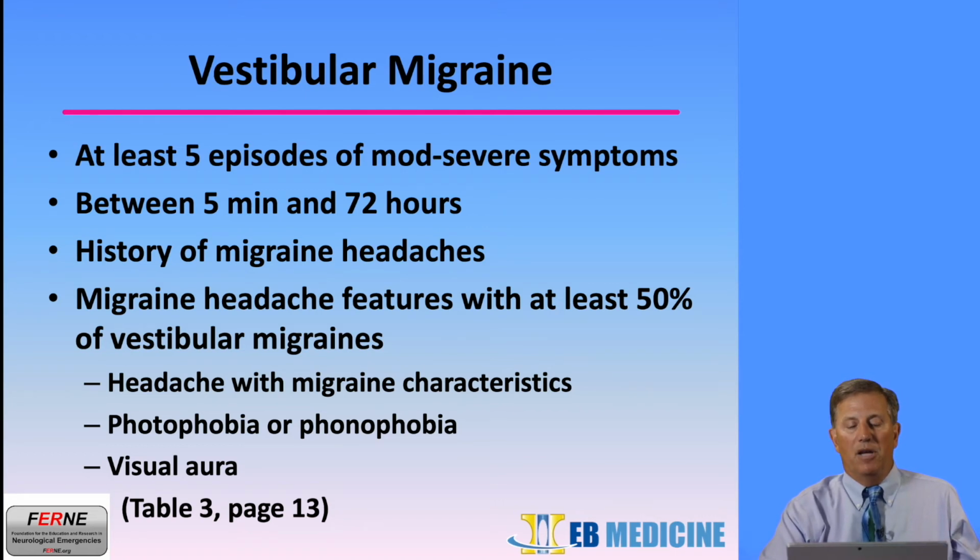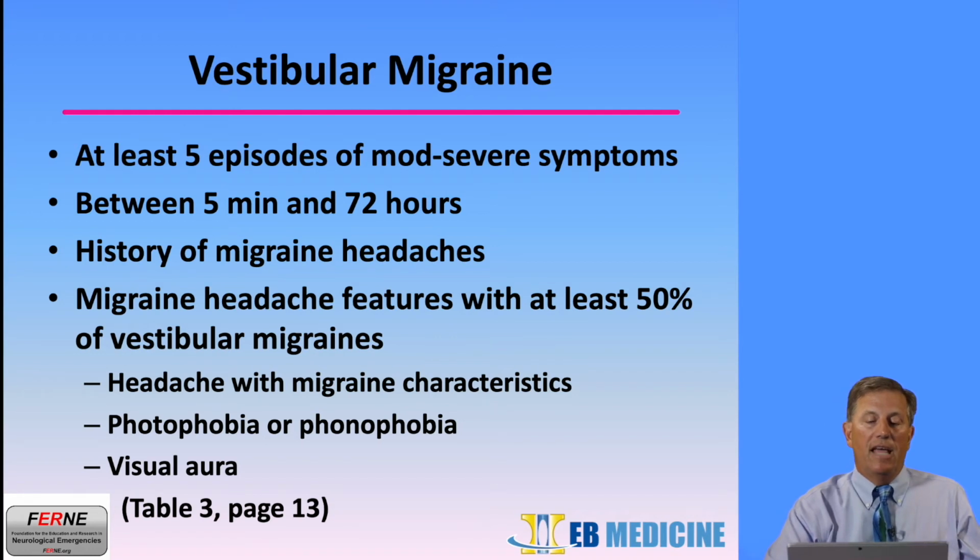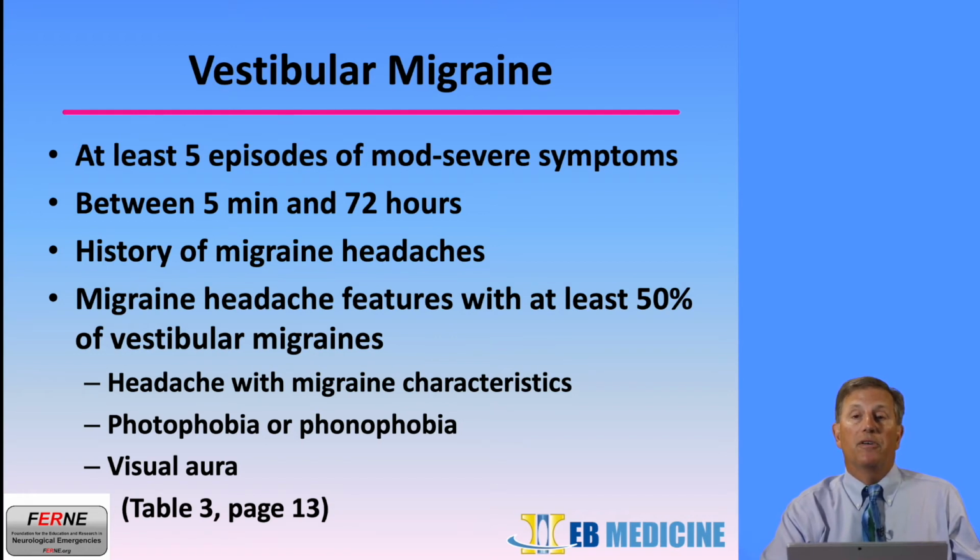From Table 3, page 13, you need to have at least 5 episodes of moderate to severe symptoms. These can last between 5 minutes and 72 hours, quite a wide time span of duration. A history of migraine headaches is common. The migraine headache features should be seen with at least 50% of the vestibular migraines. So headache with migraine characteristics and aura, phonophobia, photophobia, or some type of visual aura.